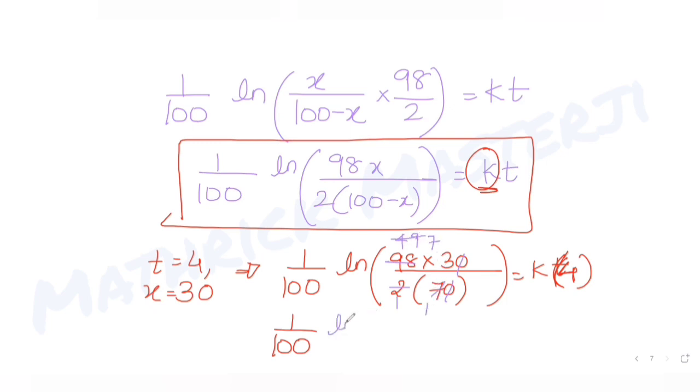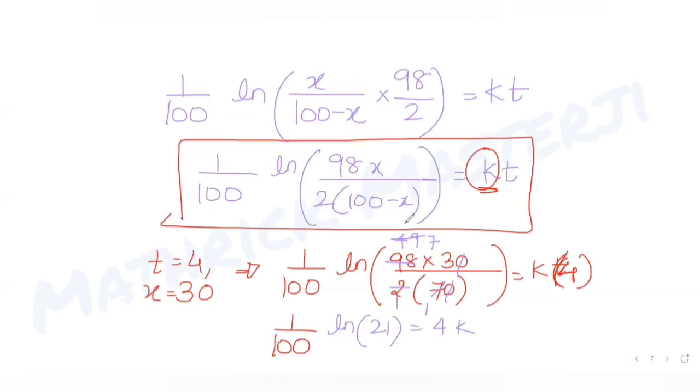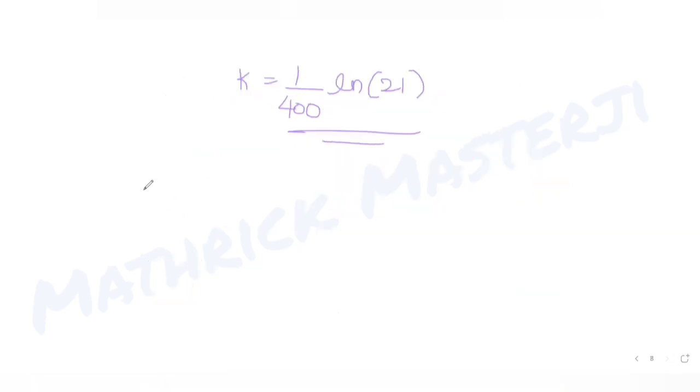You get 1 over 100 log of 21 equals 4k, and from here you get k as 1 over 400 log of 21. So you get the value of constant k also now.